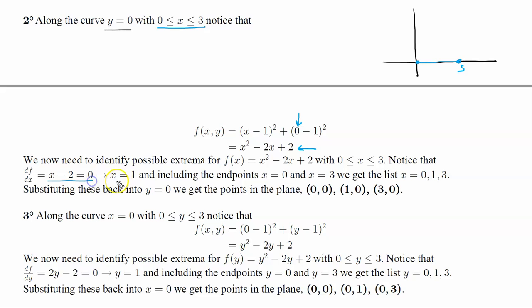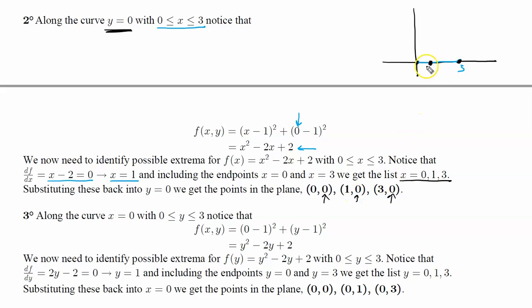We set it equal to 0. We get x equals 1. So that point is right about there. And we also need to include the endpoints. Now we already had this one endpoint from the previous problem, so this one is just repeated from the previous part. And then we get this list of values for x: 0, 1, 3. And then substituting those back into y equals 0, that's the curve we have to substitute them back into. So if x is 0, y is 0. If x is 1, y is 0. If x is 3, y is 0.